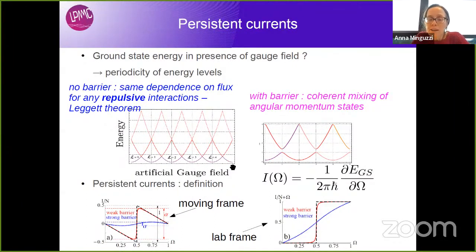If I add, for example, a barrier, then I have a coherent mixing of these angular momentum states. Angular momentum is no longer conserved, and we have a small mixing of the states and the opening of gaps. So now the persistent current is defined as the derivative of this ground state energy landscape with respect to the applied gauge field, omega. In the comoving frame, it's a sort of sawtooth picture, which going back to the lab frame corresponds to a stepwise increasing function, which counts how much angular momentum we have in the system. If we apply a barrier onto it, there is a smoothening of these angular momentum steps, which is more and more marked the stronger the barrier strength.